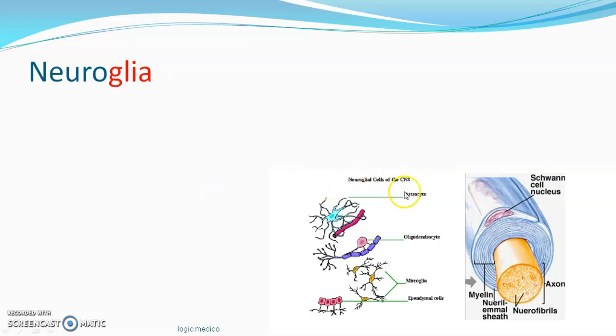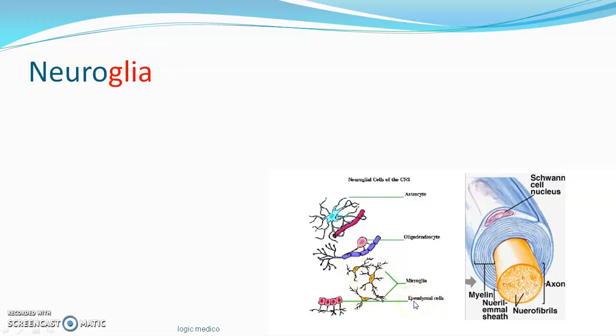For example, astrocyte, which appears star-shaped; oligodendrocyte, which forms a few cytoplasmic processes and helps in the formation of myelin sheath within the central nervous system. Microglia acts as a macrophage scavenger in the central nervous system; it eats up the foreign agents which gain access into the central nervous system. It acts as a macrophage of the CNS.